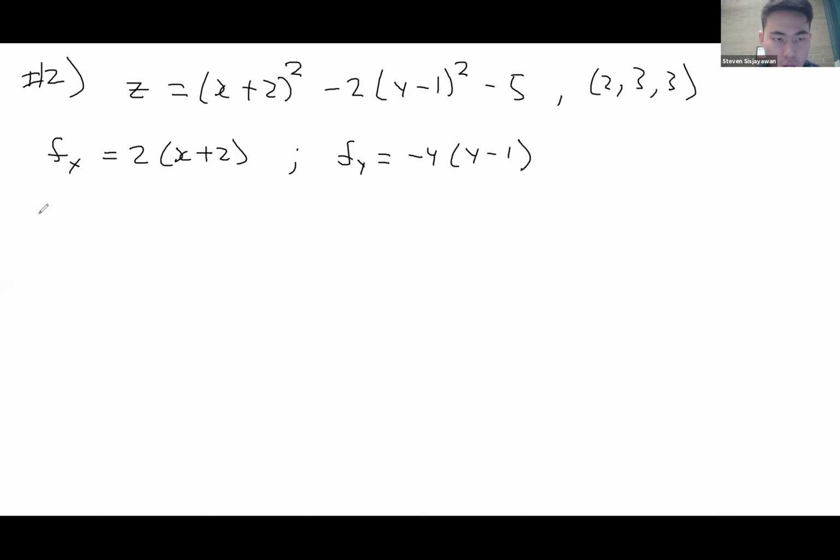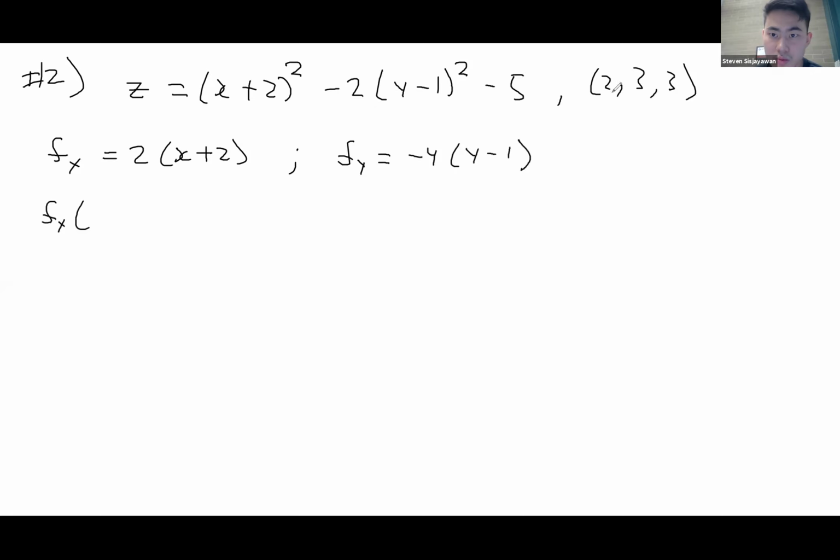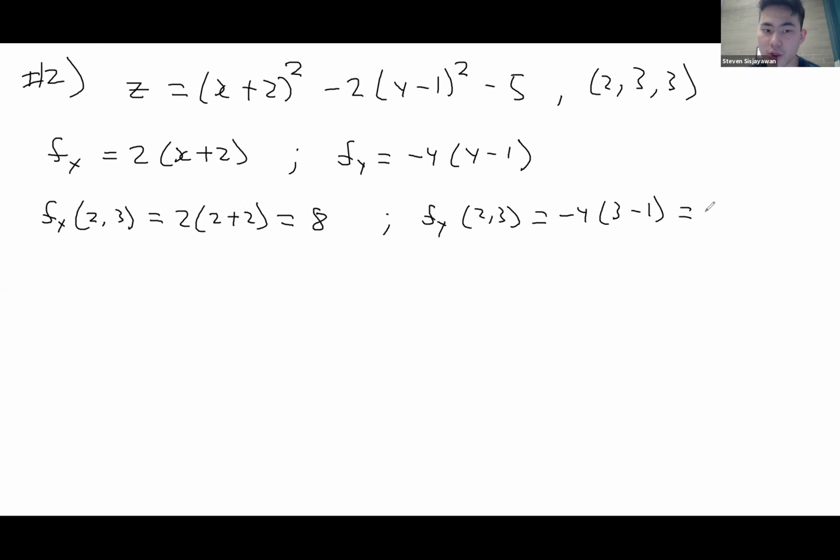Yes, okay. All right, next thing you want to do is compute fx at the specified point, at x naught comma y naught. So given this point 2, 3, we get that fx at 2, 3 is going to be the same thing as 2 times 2 plus 2, which is the same thing as 2 times 4, which is 8. And then fy at 2, 3 is going to be the same thing as -4 times 3 minus 1, which is going to be -8.